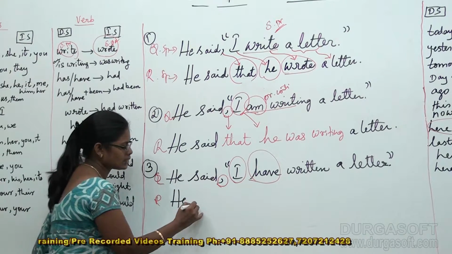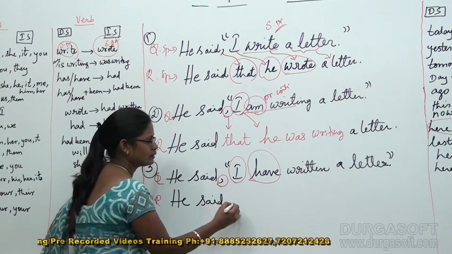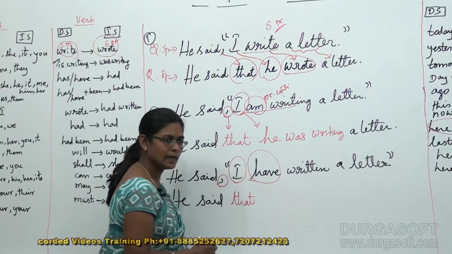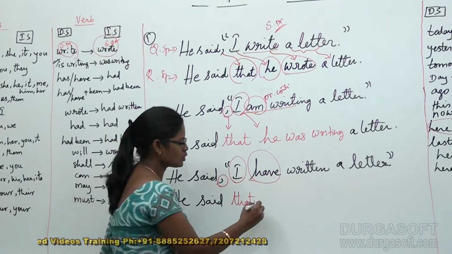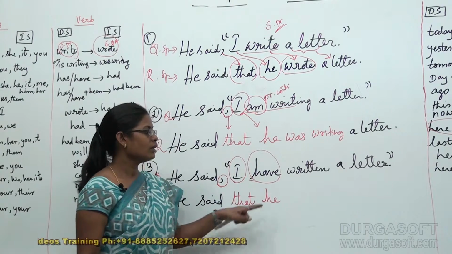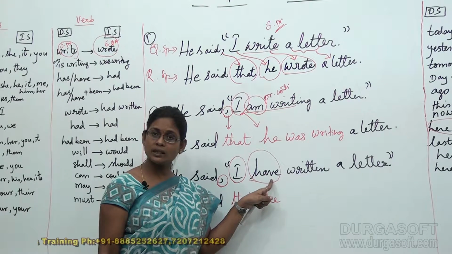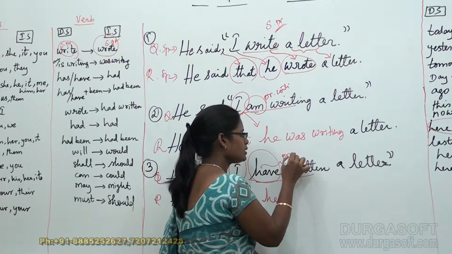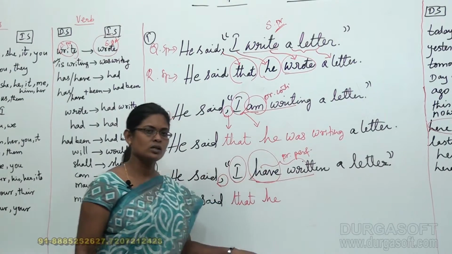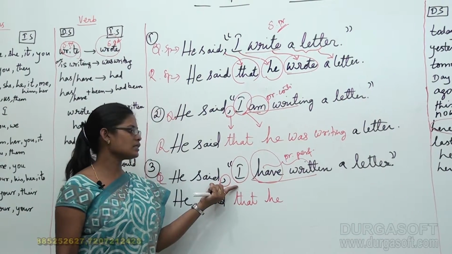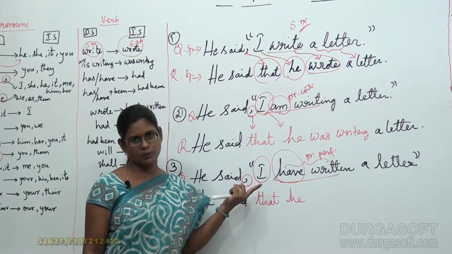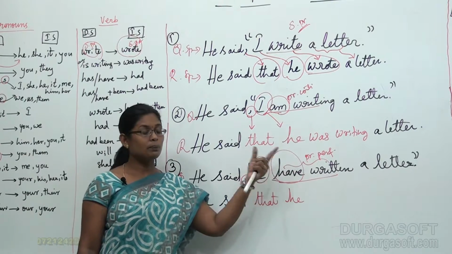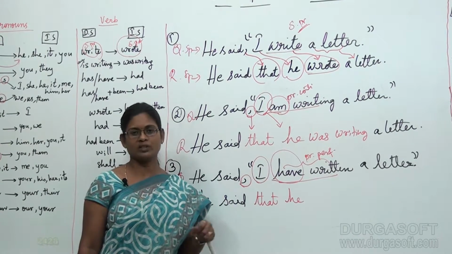This is like this. He said that. Very good. The comma is going to get converted into that. Then I gets converted into he. Remember, which tense is this actually? Exactly, this is in present perfect tense. So whenever a tense is in present perfect in the quoted speech, when it gets changed into reported speech, the present perfect tense gets converted into past perfect tense.